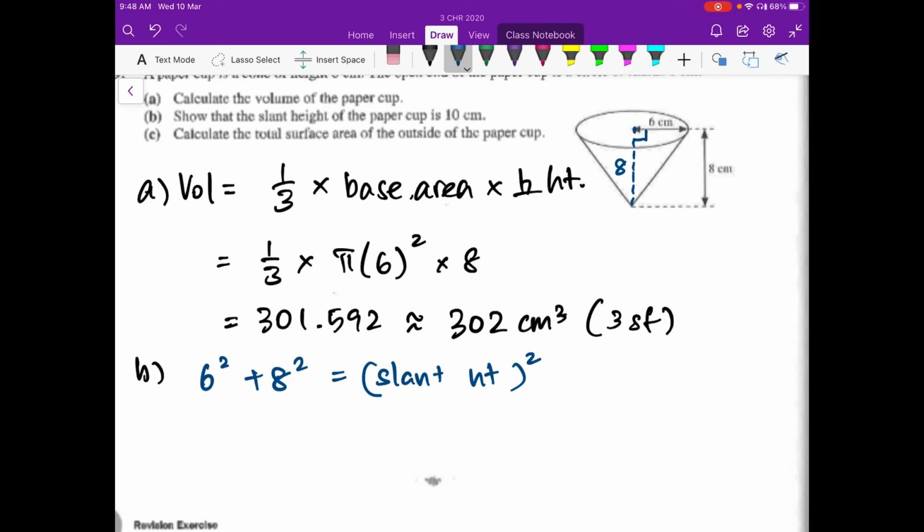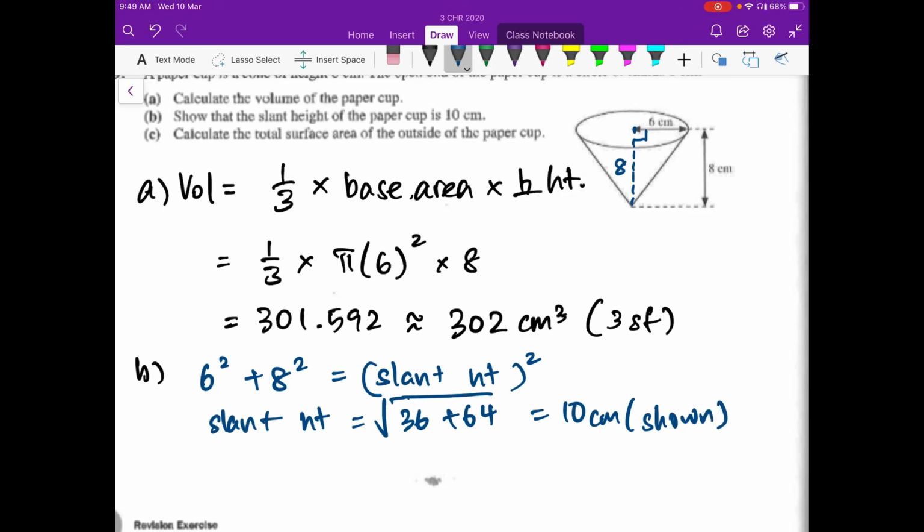So if I just want the slant height, you will get the square root of 36 plus 64, which is 10. So I have now shown that the slant height is 10 cm already. So even if you didn't manage to do this part, you can still use the value of 10 for the third part. Like I said before, whenever they ask you to show something, prove something, it is to make your life easier, so that if you cannot do it, you can still use the answer for the subsequent portion.